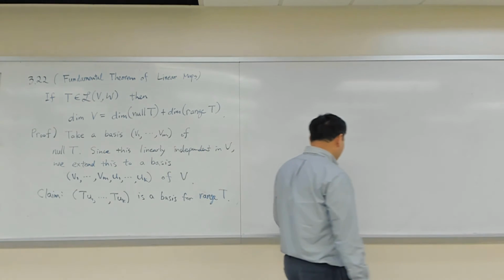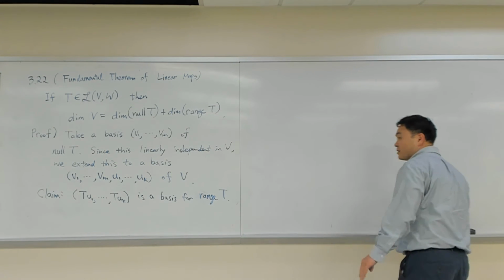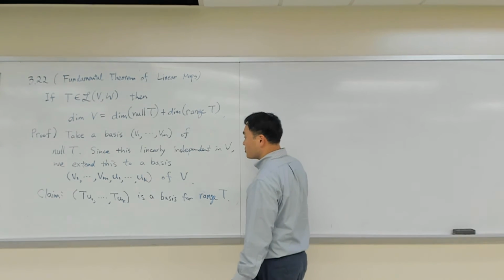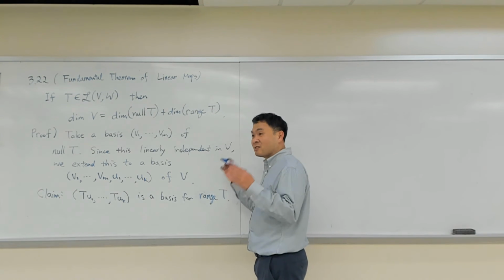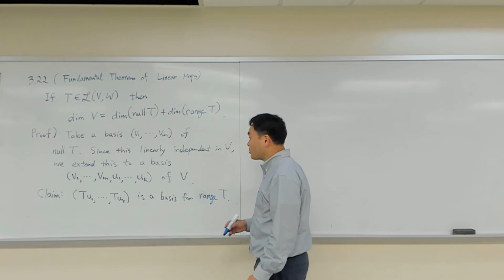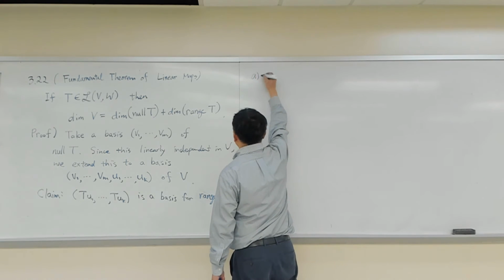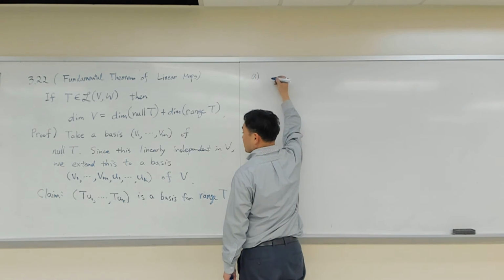Okay, to show it's a basis, we have to show that it spans, right? So we have to show that it spans and it's linearly independent. So let's do one by one. Okay, A, span.